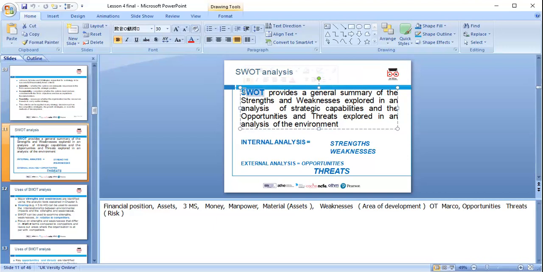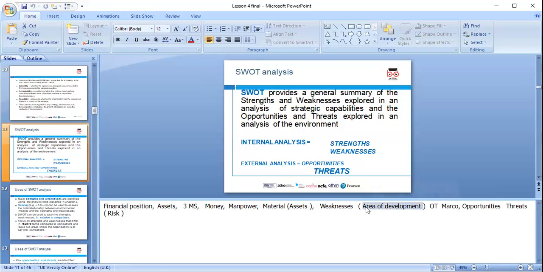Then we can look at the financial position of the company. If you find the company's annual report and look at the balance sheet, or what we call the financial position, it shows assets. Any business you start, really, we need manpower, money, and material. So we can look at what areas we are strong in. Weaknesses are also known as areas of development. So we can look at what areas we are not strong in.